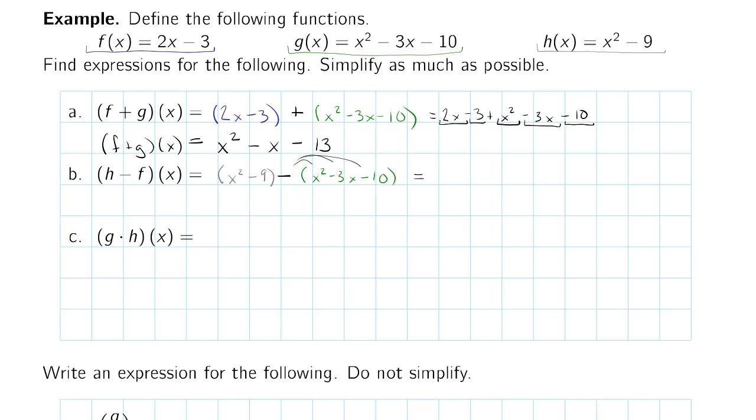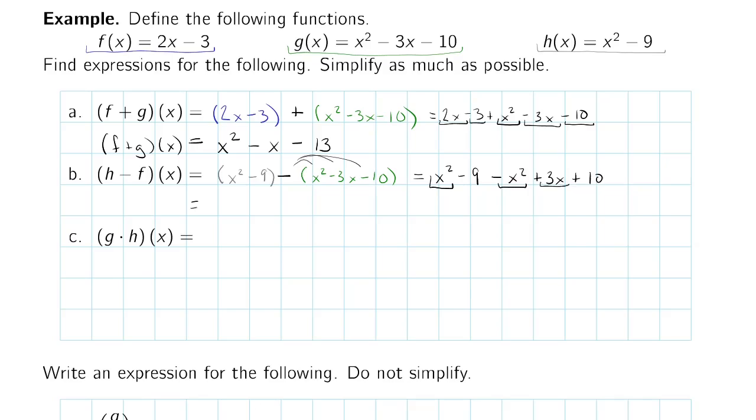So my first one, I'll leave alone, x squared minus 9. And then in my second one, I'm going to reverse all the signs. Minus x squared plus 3x plus 10. And then I'm going to combine like terms. I've got an x squared minus x squared. Well, that's just 0.